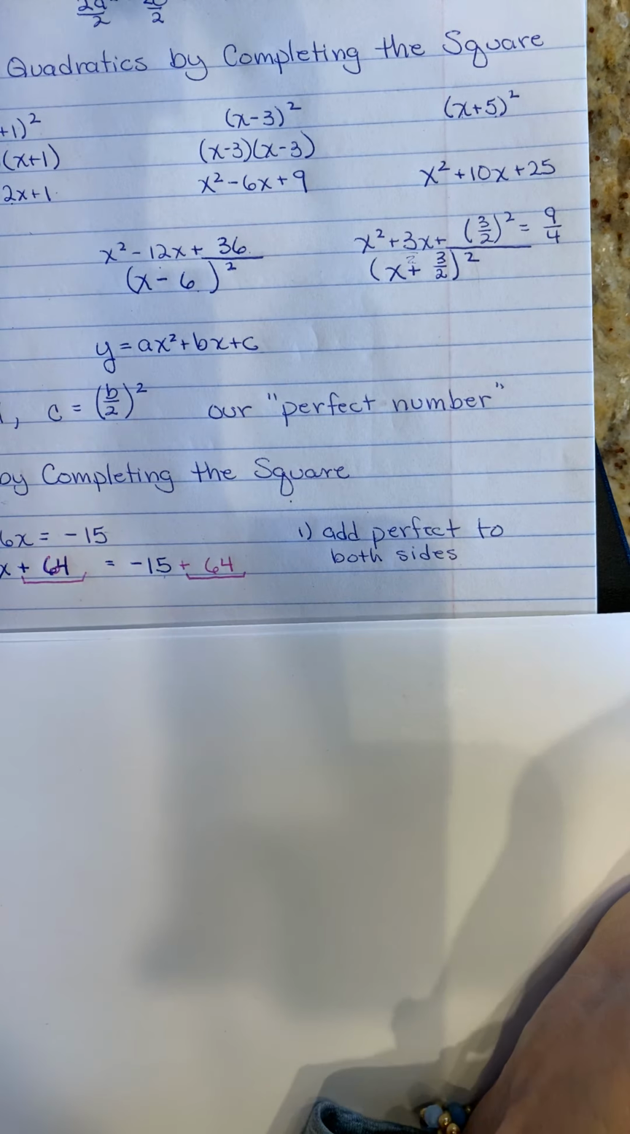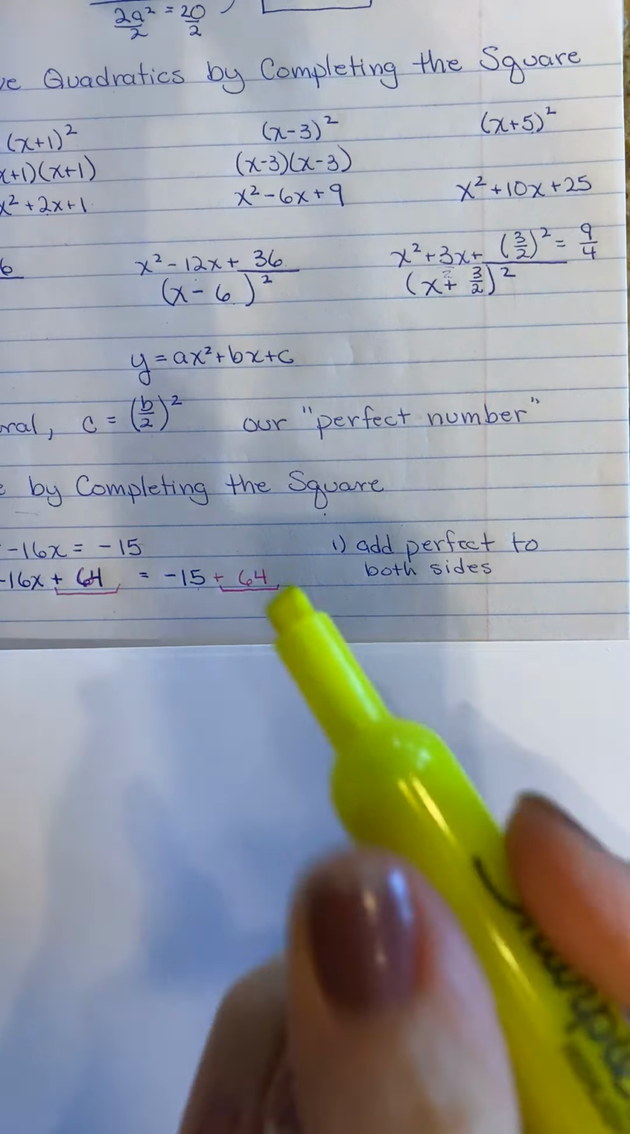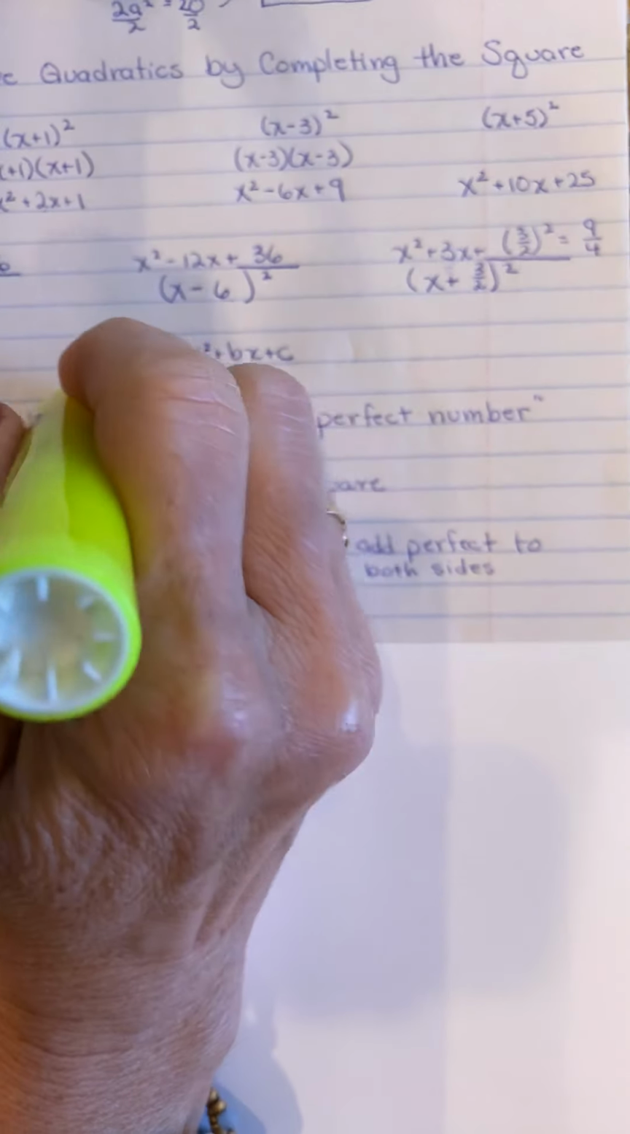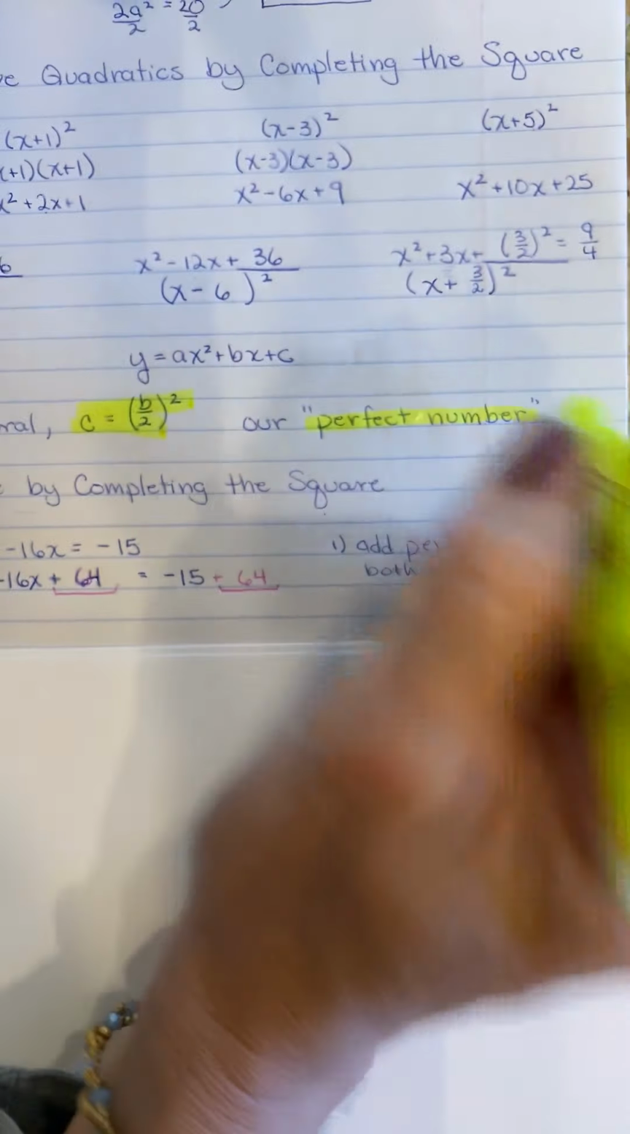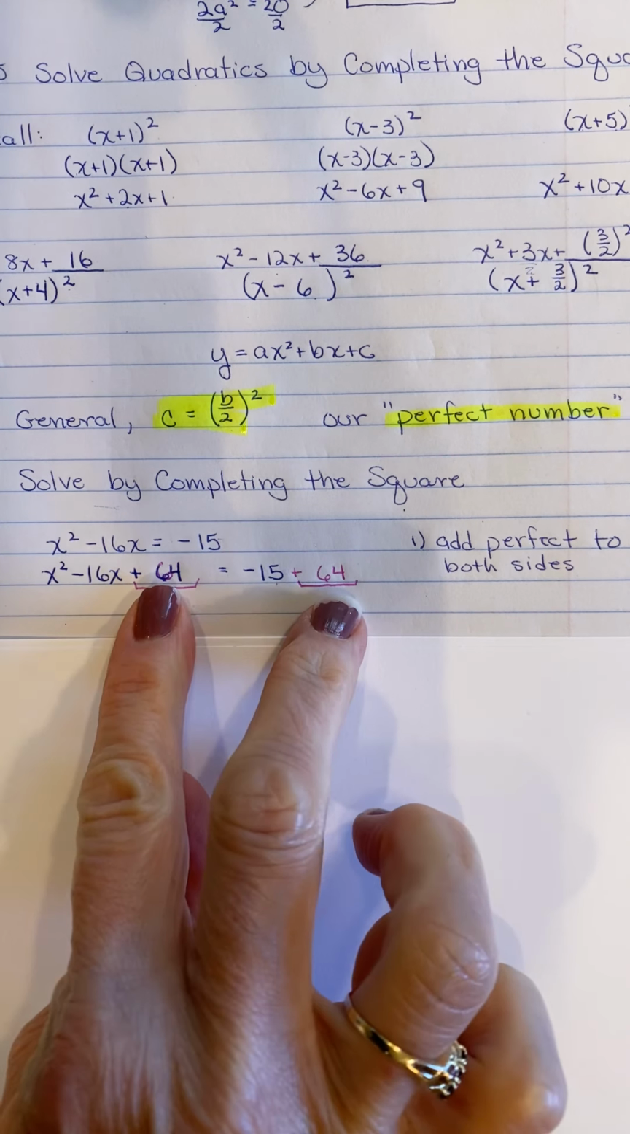Both sides of your equation. What's that perfect number again? The perfect number is right here. That's our perfect number, half of b quantity squared. That's what we add on to both sides here.